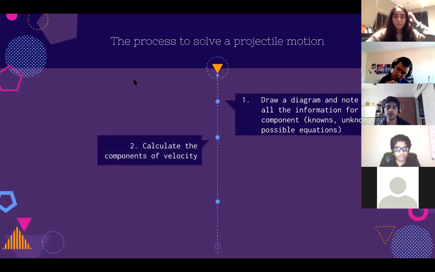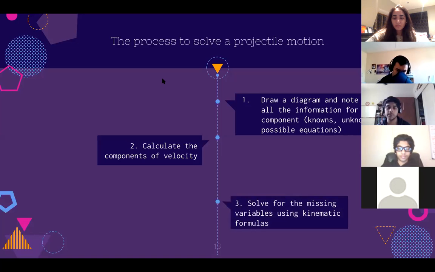After you do that, calculate the components of the velocity: find the x component, find the y component. This is one of the most important steps, I would say, because the components are independent of each other. You can't just work with a velocity that just exists; you need to make it into components so that you can calculate things in the x direction, things in the y direction, and then put them together at the very end.